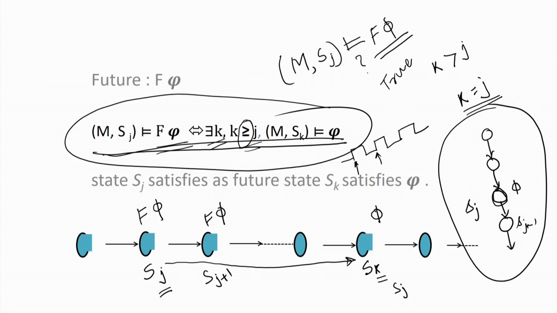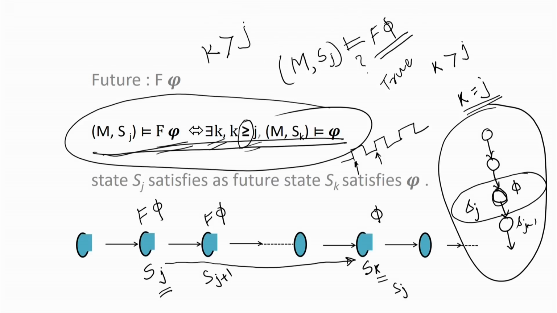But if instead of k is greater than equal to j, we write that k is greater than j, then what are we doing? We are excluding the phi behavior from the present state. In that case, in this particular state S j, F phi will not be true. So, whatever semantics or meaning we are giving over here, future includes the present also. When we talk about the future behavior, the present is also included in the future behavior.